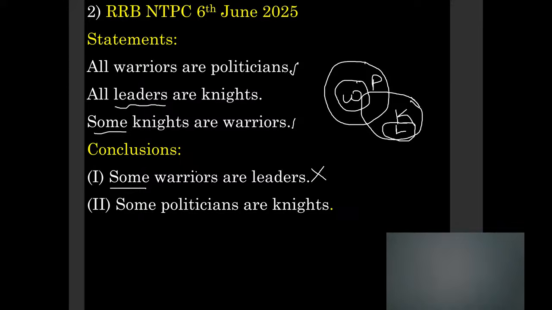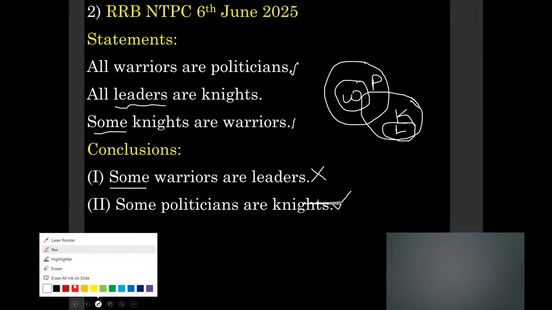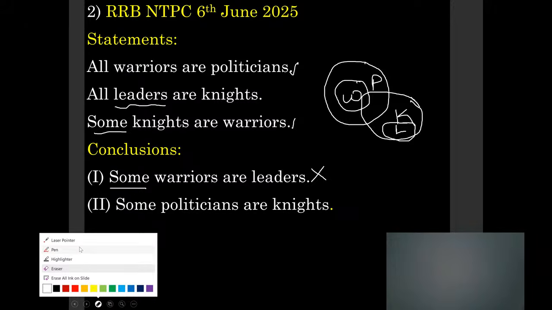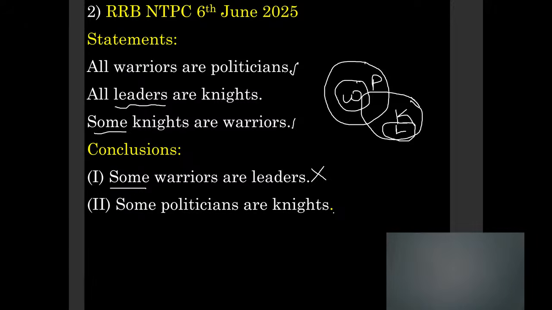Next, some politicians are knights. Some politicians are knights, we got it as true. Second conclusion follows. Second one is true. As I already said, whenever you get something as true, you should check whether it becomes false or not. So let us check whether it becomes false or not. Some politicians are knights becomes false when politicians and knights don't intersect. This one we got as true.